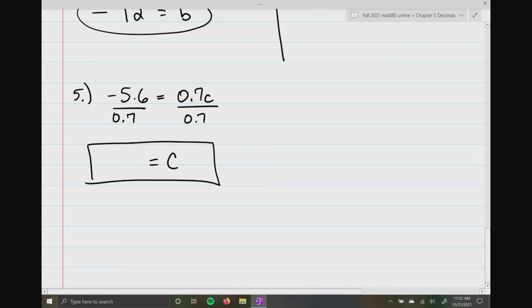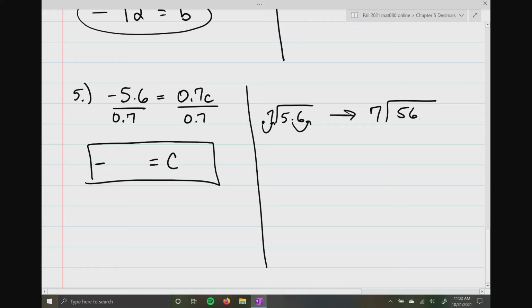On the left-hand side, I know my answer is going to be negative because a negative divided by a positive is a negative. But what I need to be worried about now is, what's the number? So I'll just set it up. Then I got to move this one place to the right, which means I move the dividend one place to the right. Put my decimal in my answer. So now 7 does not go into 5, but 7 will go into 56 8 times. So the answer is just negative 8. Okay? Let's keep moving.